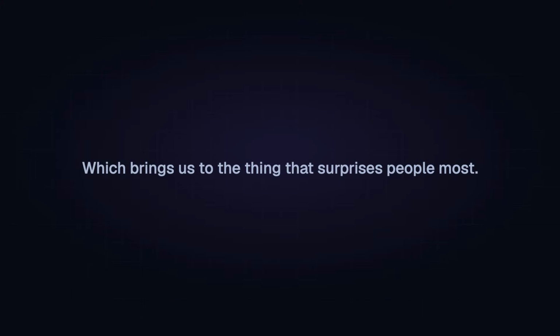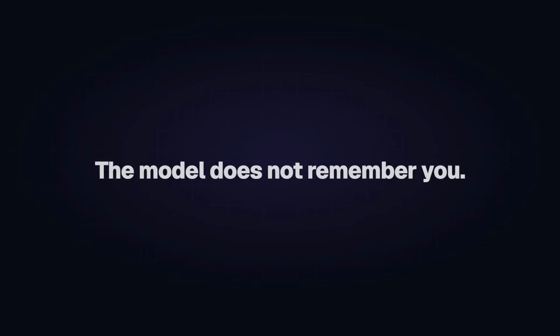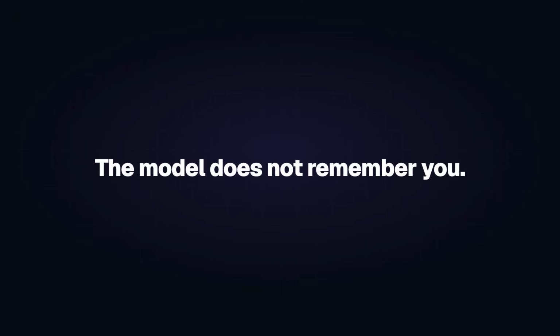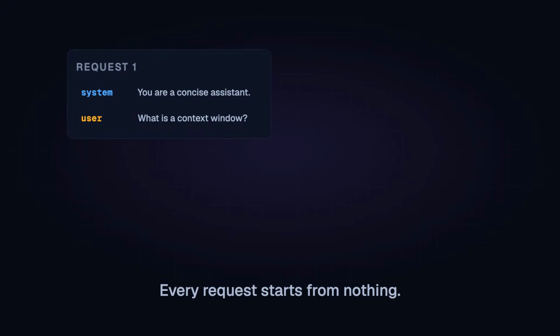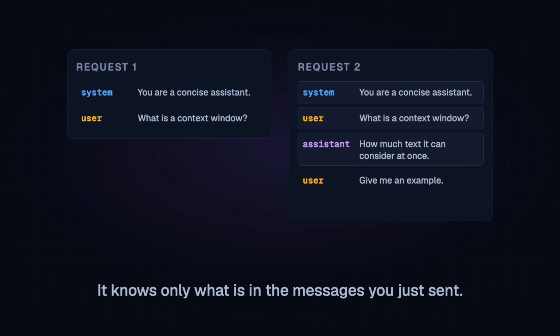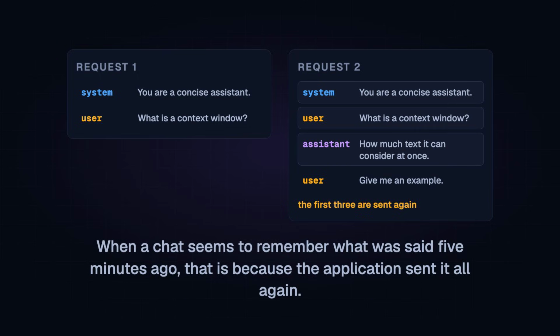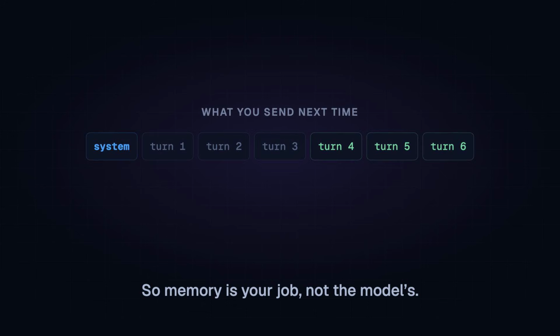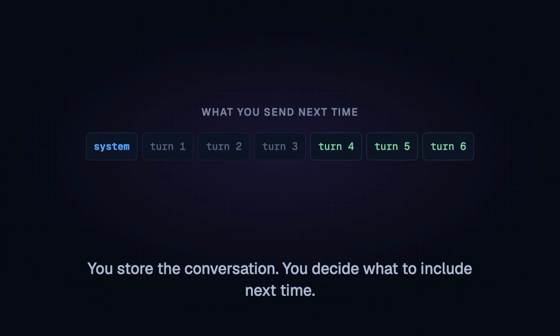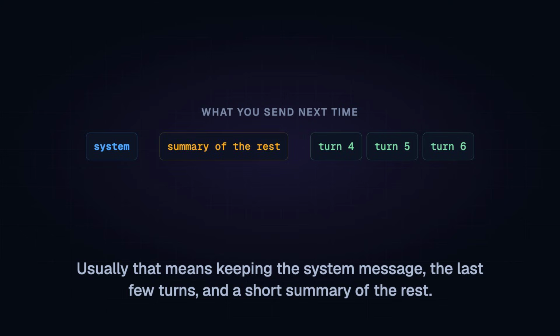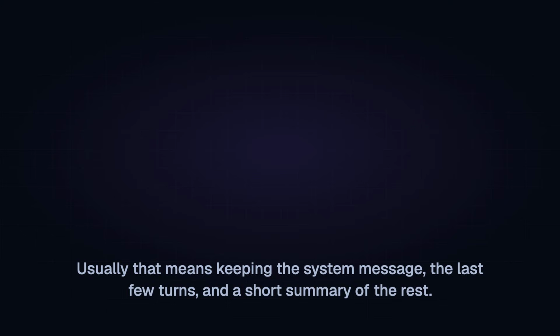Which brings us to the thing that surprises people most. The model does not remember you. Every request starts from nothing. It knows only what is in the messages you just sent. When a chat seems to remember what was said 5 minutes ago, that is because the application sent it all again. So, memory is your job, not the model's. You store the conversation. You decide what to include next time. Usually, that means keeping the system message, the last few turns, and a short summary of the rest.